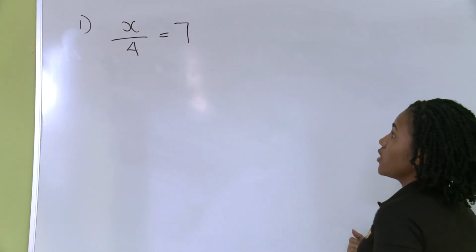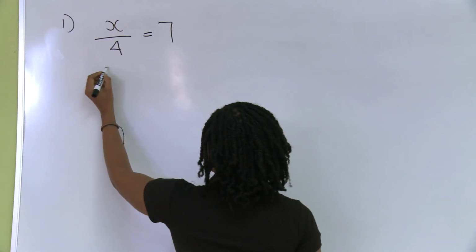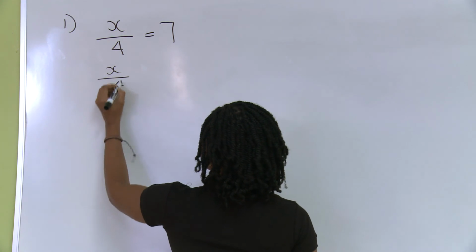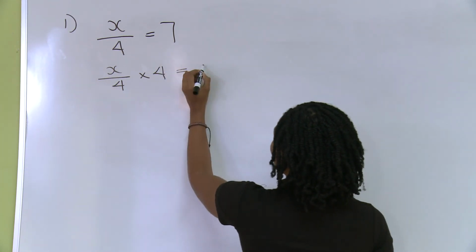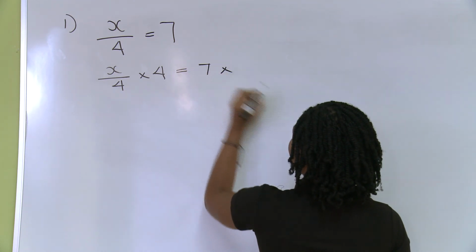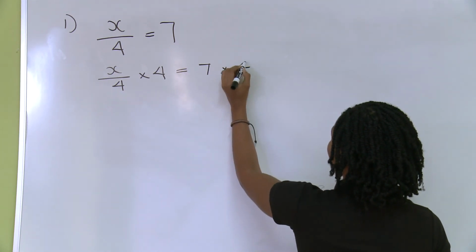So again, we're going to multiply the left-hand side by 4, as well as the right-hand side by that same quantity or constant, which is 4.